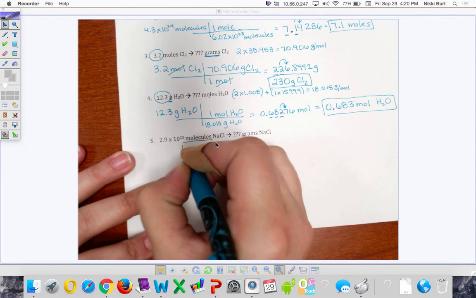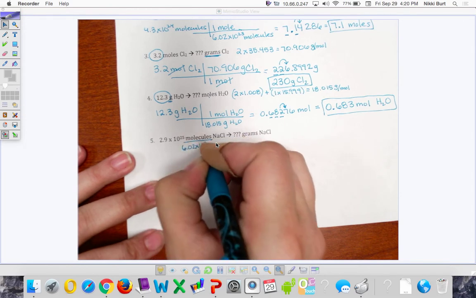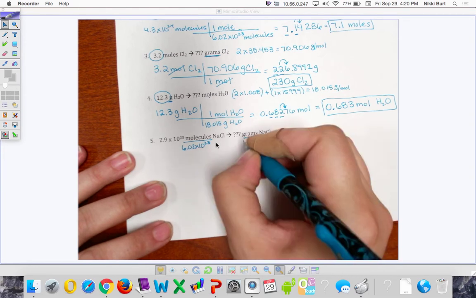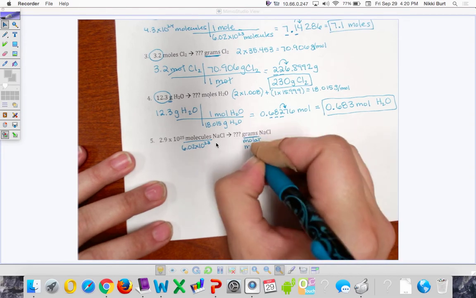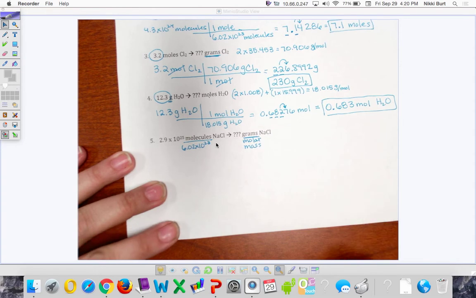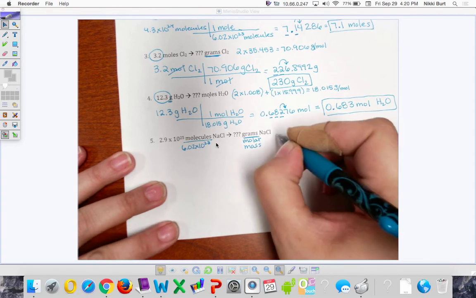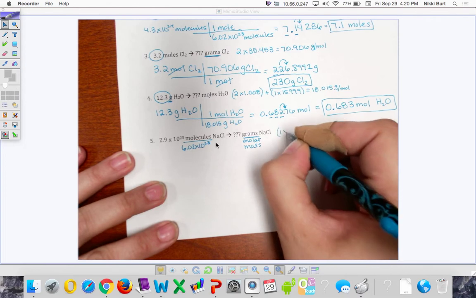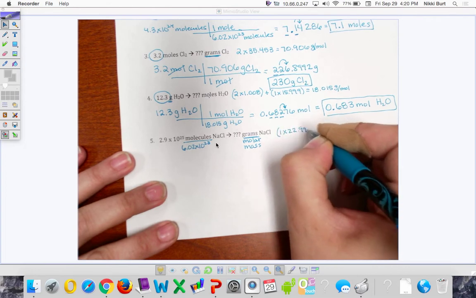Okay, last one. So what if we have molecules? So I know I've got to use that 6.02 times 10 to the 23rd number, and I have grams. So I know I have to know the molar mass. This is a 2-step problem. So let's find the molar mass of NaCl.